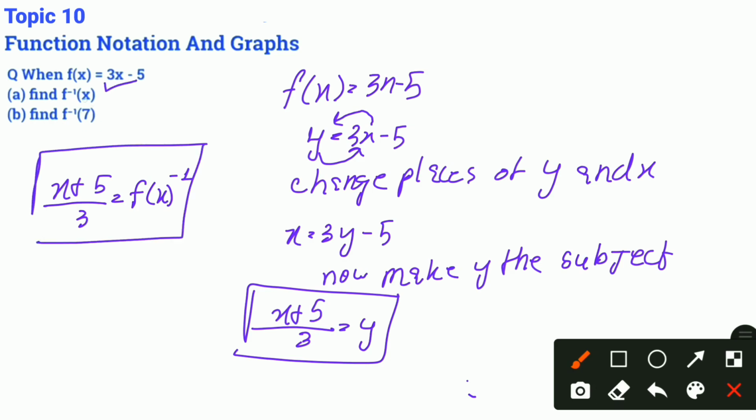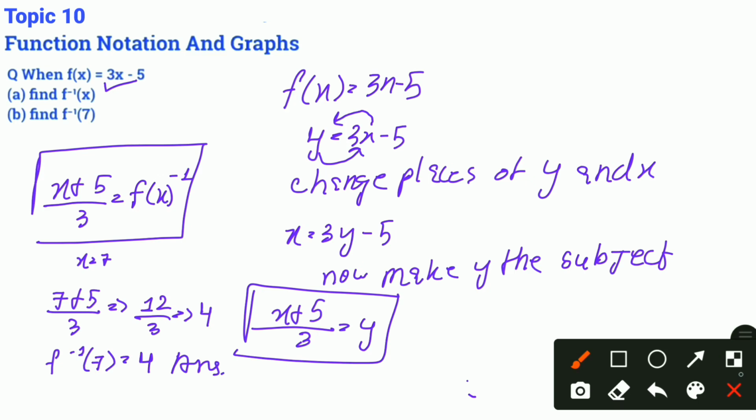Part 2 is to find f inverse if the value of x is 7. So if I put the value of 7, then it's going to be (7 plus 5) upon 3, so it's going to be 12 upon 3, and it's going to be 4. So f inverse of 7 is equal to 4. This is the answer.